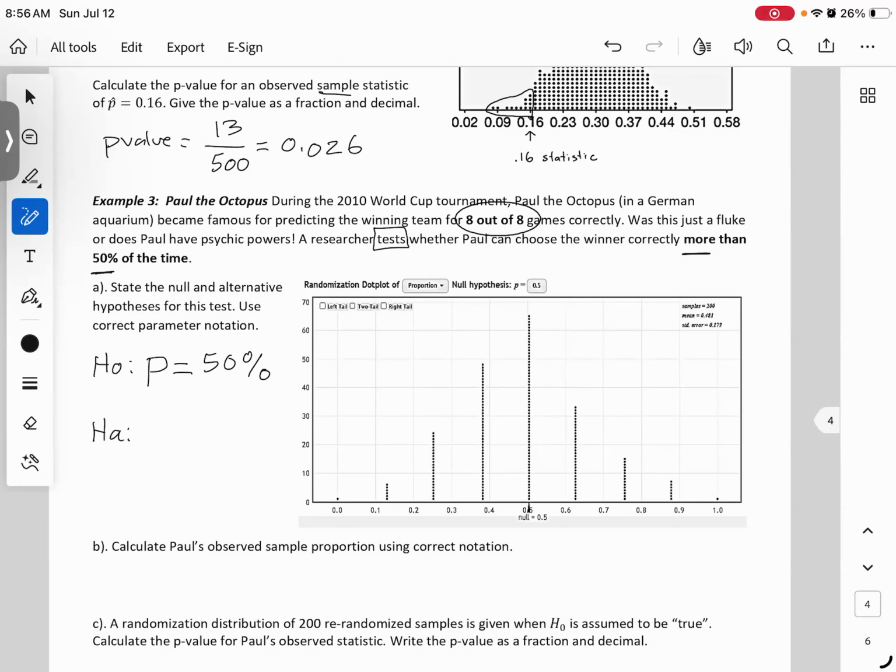But someone might be saying, no, I believe he has some sort of extra power and he can get more than 50% of them right. And so this is our hypothesis test. This is our two arguments. He can only do as good as 50% guessing correct, which maybe you and I could guess on a good day. Or maybe he's got psychic powers and he can get more than 50%.